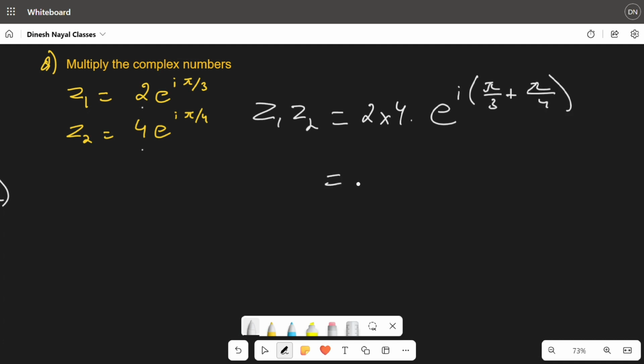So this will be 8 and e to the power i. Now if you are an IB HL math student, you can use a calculator to solve this. Pi by 3 plus pi by 4 will give you 7 pi by 12, and that's our answer. So the multiplication of these two complex numbers is 8 e to the power i 7 pi by 12.